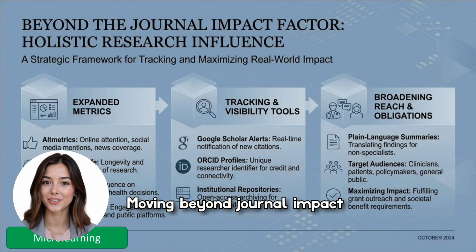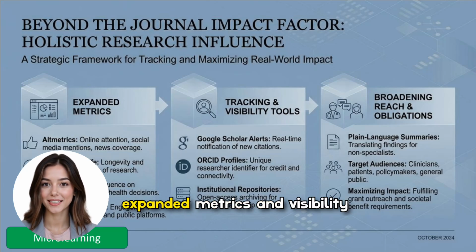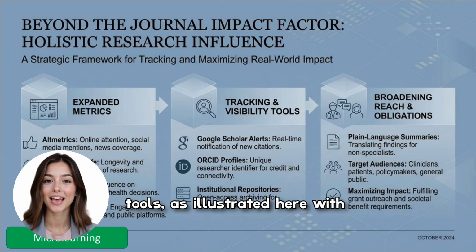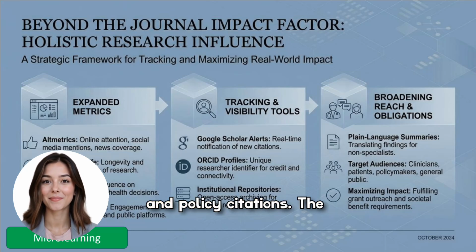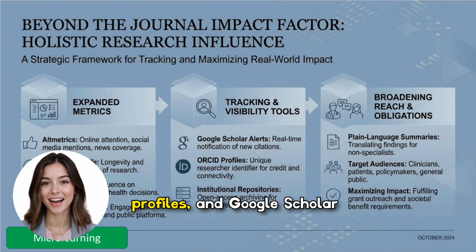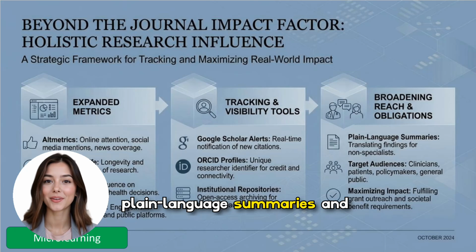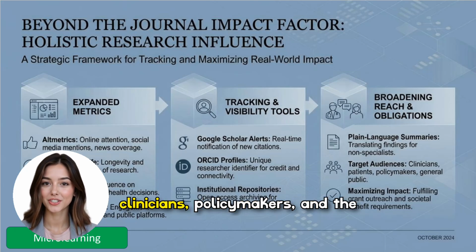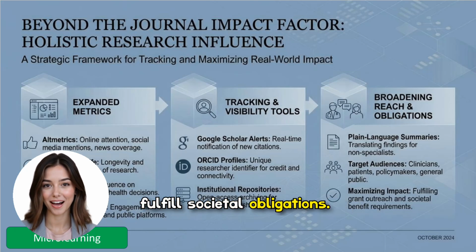Moving beyond journal impact factor means tracking holistic research influence through expanded metrics and visibility tools, as illustrated here with altmetrics, citation longevity, and policy citations. The framework encourages institutional repositories, ORCID profiles, and Google Scholar alerts while recommending plain language summaries and targeted dissemination to clinicians, policymakers, and the public to broaden reach and fulfill societal obligations.